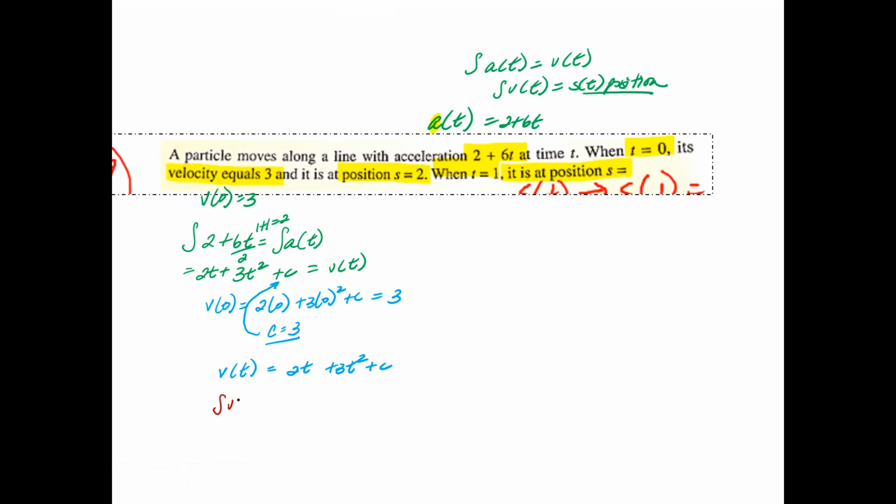Then I'm going to go ahead and do the integral of the velocity, which is going to give me the position function. And that's going to give me 1 plus 1, which is 2, divided by 2, which is t squared. 2 plus 1 is 3, divided by 3, plus t to the third power, plus c.